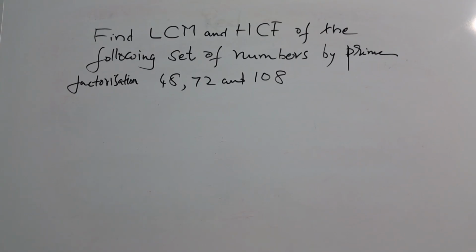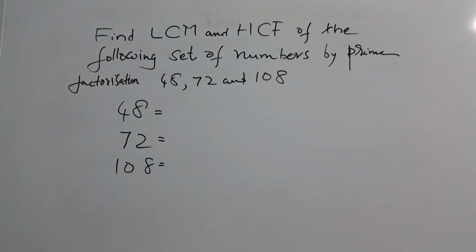Using the method of prime factorization, we can find out the LCM and HCF of a set of numbers. Here we have a set of 3 numbers. First, let's prime factorize each number and express it as a product of primes, then find the LCM and HCF.